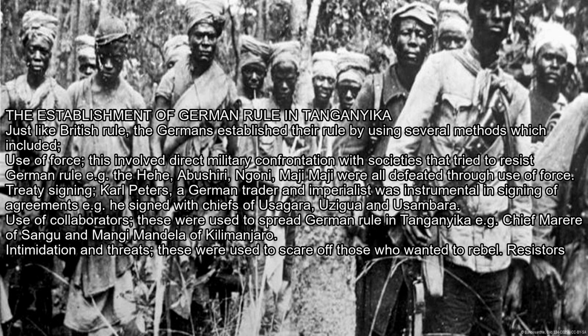This involved direct military confrontation with societies that tried to resist German rule, e.g. the Hehe, Bushiri, Ngoni, and Maji, who were all defeated through use of force. Treaty signing: Karl Peters, a German trader and imperialist, was instrumental in signing agreements, e.g. he signed with chiefs of Usagara, Uzigua, and Uzaramo.